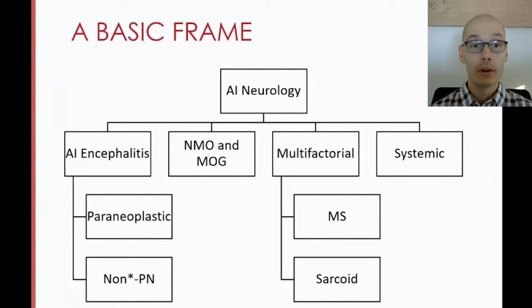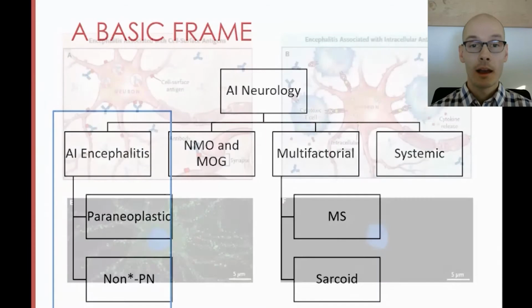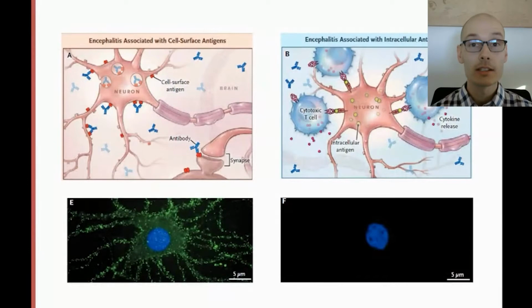So here is a basic frame of what we are going to talk about. Autoimmune neurology deals with many things, as you can see, but we are going to be focusing more on autoimmune encephalitis, where a subcategory would be paraneoplastic and non-paraneoplastic conditions. And in general, I want to make a delineation right from the start, because this is very important to what we're going to be talking about throughout the presentation.